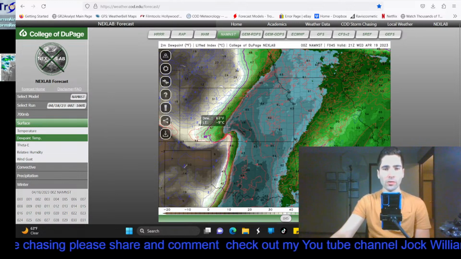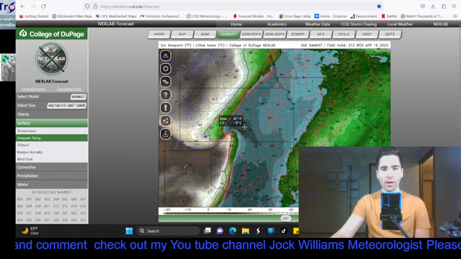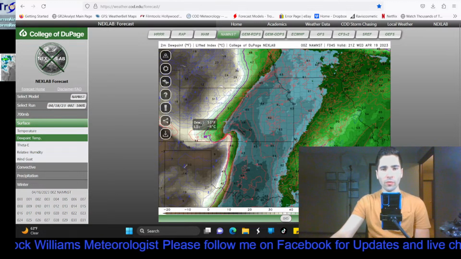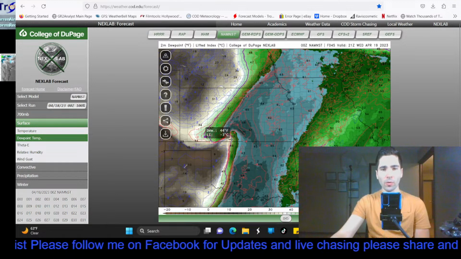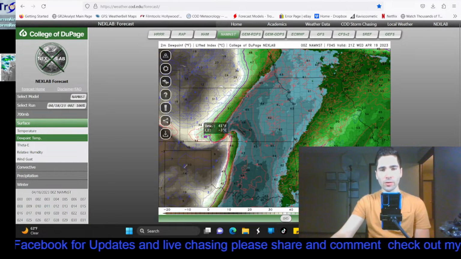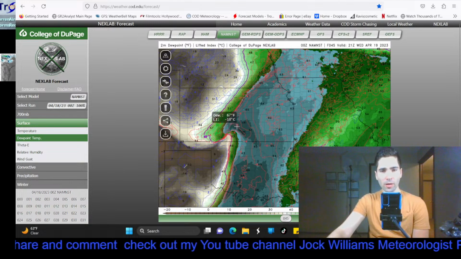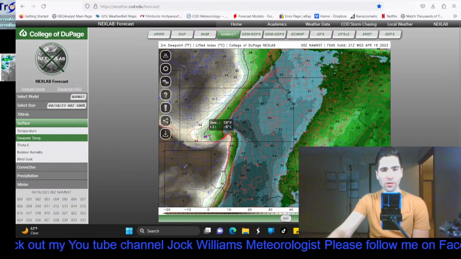So a few tornadoes do seem possible in this area, as well as along the frontal zone right through here, and then the triple point that we have right through here. So large hail greater than 2 inches in diameter, and then some isolated damaging wind gusts as well.